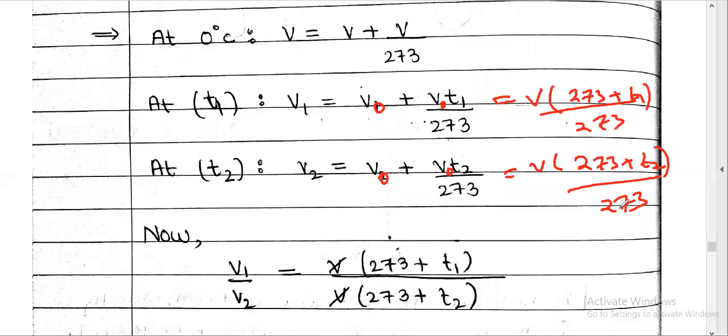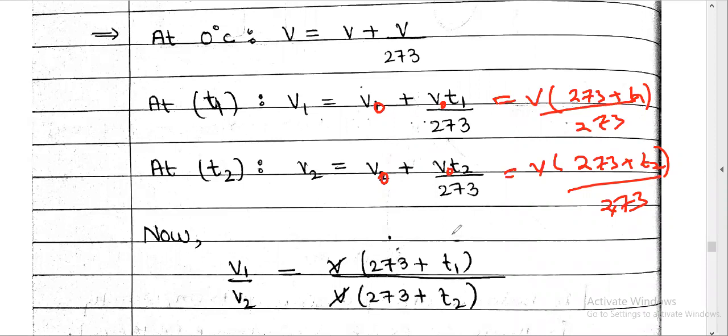Right? 0 Kelvin, you can consider like that. Or your molar volume, that's a fixed volume. Then T1 and T2, when the temperature will increase, volume will change. So these are the parameters which change with temperature. If you take the ratio, this V will get cancelled, 273, 273 will get cancelled. So you will have 273 plus T1 by 273 plus T2.